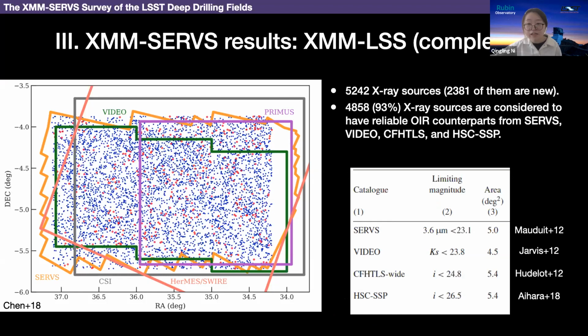Among all the X-ray detected sources, 93% are considered to have reliable counterparts in the optical and/or near infrared from SpDWARF SERVS, which covers 3.6 micron and 4.5 micron, and VIDEO, which is the VISTA survey in ZY, JHKs bands, and also CFHTLS and HSC-SSP, which are two optical surveys. They are shown by the blue dots in this figure, and the red dots correspond to those that match with reliable counterparts.